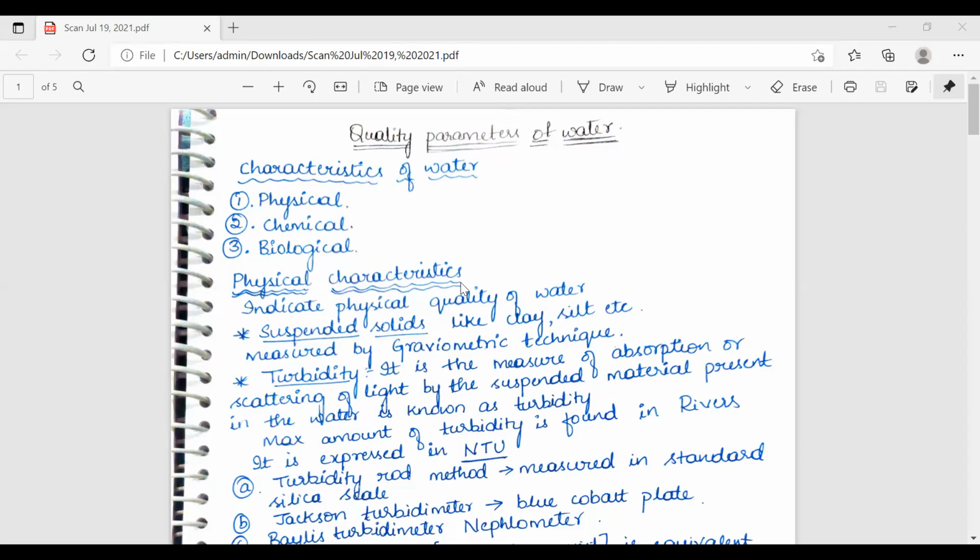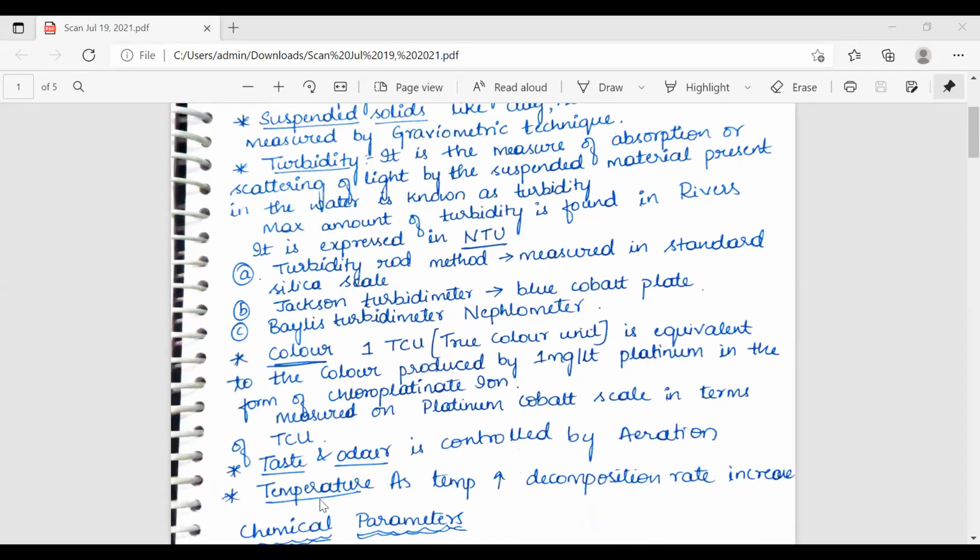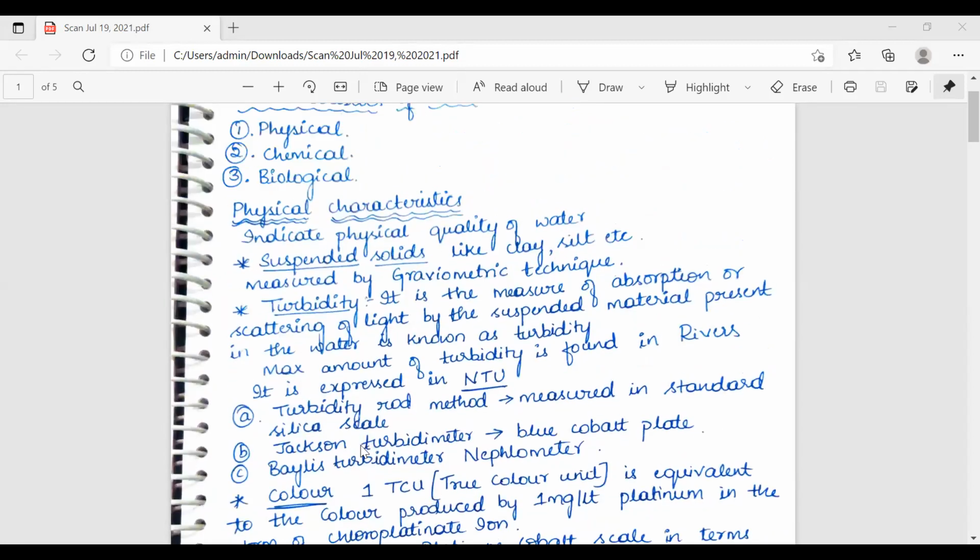I'll talk about the physical characteristics. Physical characteristics indicate the physical quality of water and can be sensed by any of our senses. The first one is suspended solids, turbidity, and then color, taste and odor, and temperature. These are the physical characteristics.